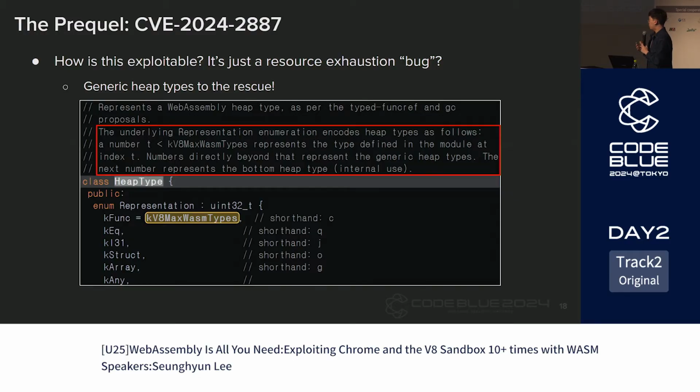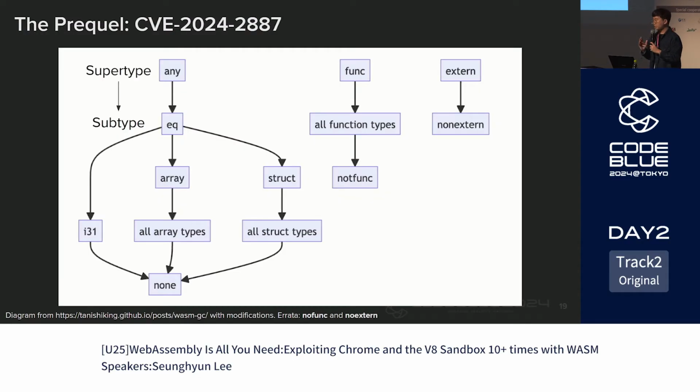Generic heap types are demonstrated in this diagram, where there are supertypes and subtypes. For example, if we have a specific structure type defined in our module, its supertype can be a generic heap type struct. It can also be something like an equality type. It can also be any type, and it is also a supertype of none type. So we can demonstrate the generic types with this diagram.